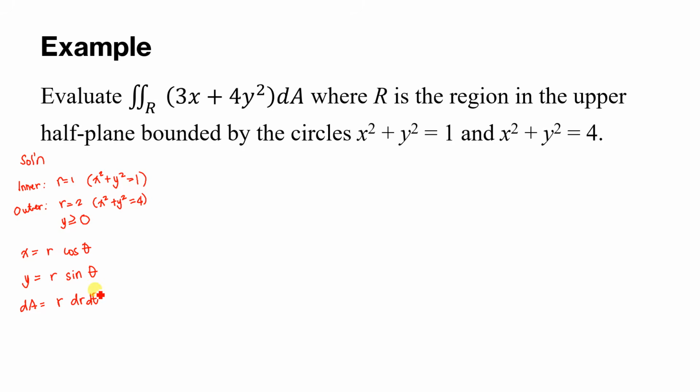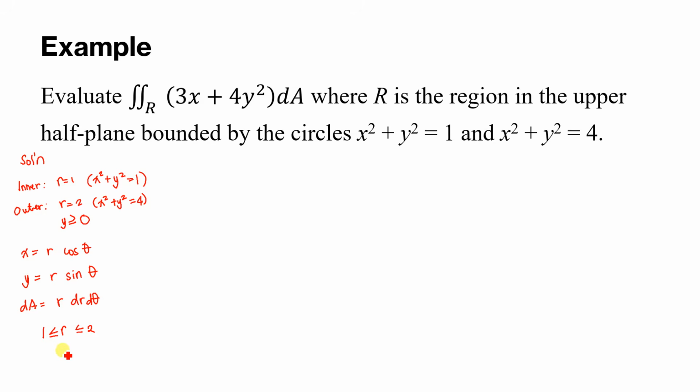So in polar coordinates, r is bounded by these boundaries: r is greater than or equal to 1 but less than or equal to 2. This would be between the two circles. And then we have the upper half plane.